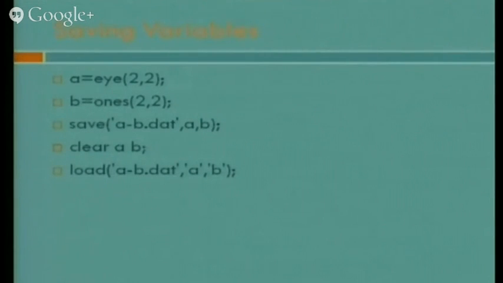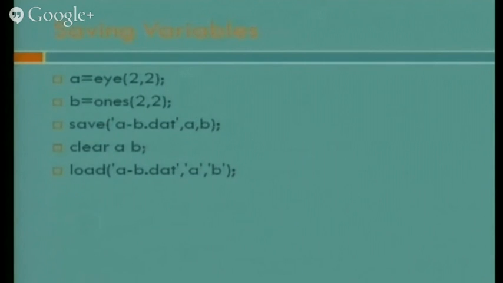Then saving variables. We have done so many programs, coding, and manipulations. Now the results are there in the variables only. Let us say a is equal to eye(2,2) and b is equal to 1, 2, 2. So two matrices of 2 rows and 2 columns we have generated, and these are being saved in the variables a and b.